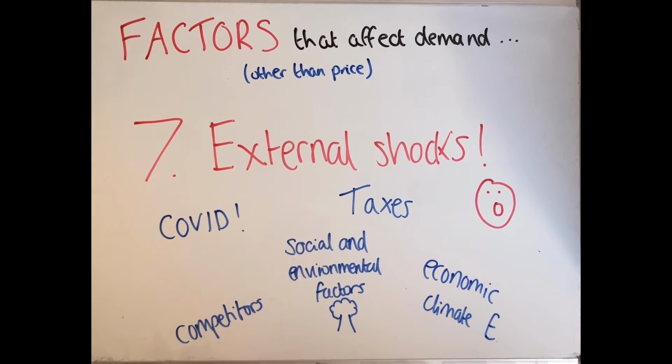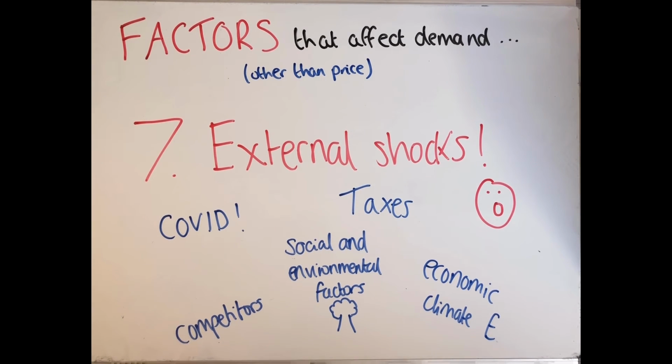Number 7 is external shocks, which I've written in red because businesses cannot control external shocks. So, for example, COVID was a massive one. Government taxes, if the government increases taxes, this could lead to less disposable income for people to spend, and therefore demand for luxury goods or normal goods is going to decrease. The business may have a new competitor come into the market. This could lead to a lot of customers going to them to try their product, which could lead to the demand for your product decreasing.